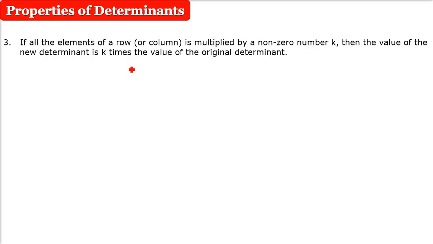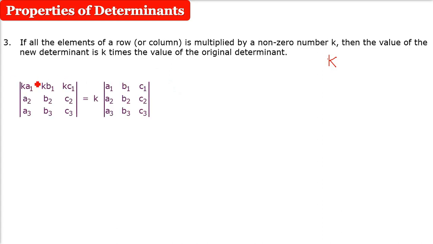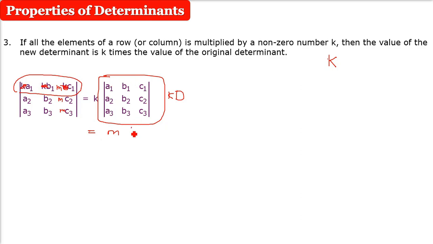If all the elements of a row are multiplied by some non-zero number k or lambda, that is a scalar, then the value of the new determinant will simply be k times the value of the original determinant. When the whole row is multiplied by k, you can take k common, and this is nothing but the actual determinant multiplied by k. It can be a column also. If I multiply one column by m, it is simply equal to m times the determinant of a1 b1 c1, a2 b2 c2, a3 b3 c3.